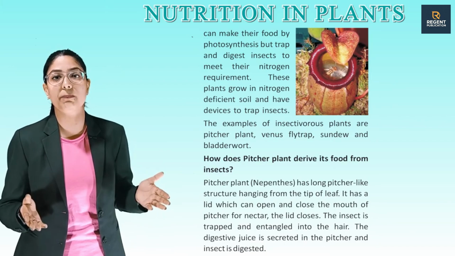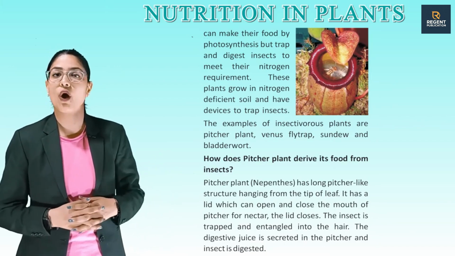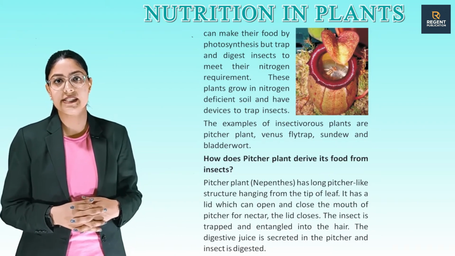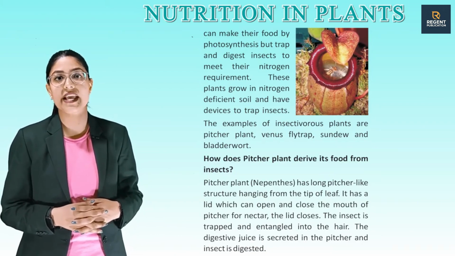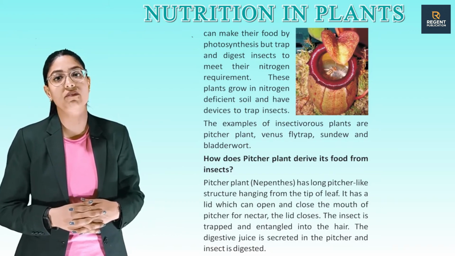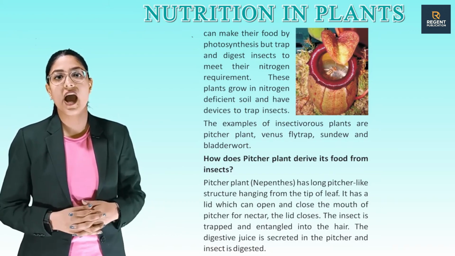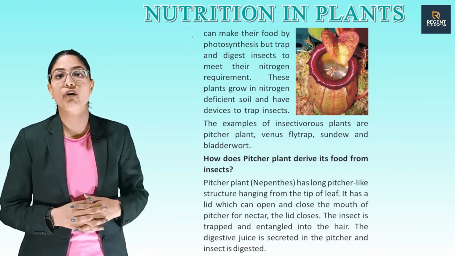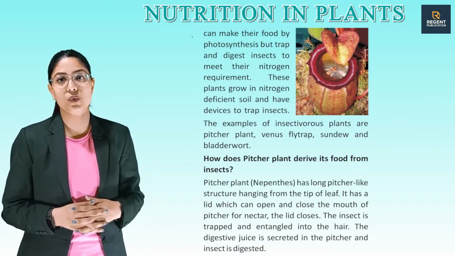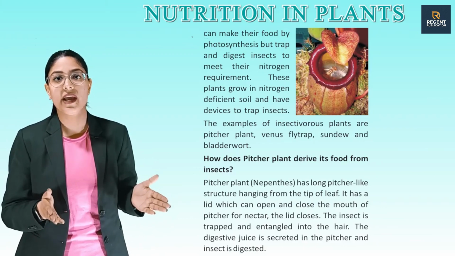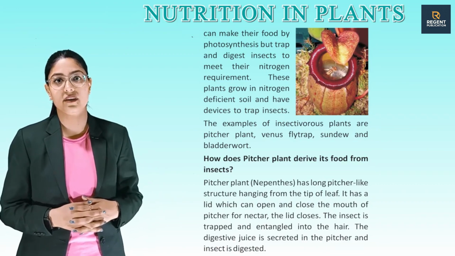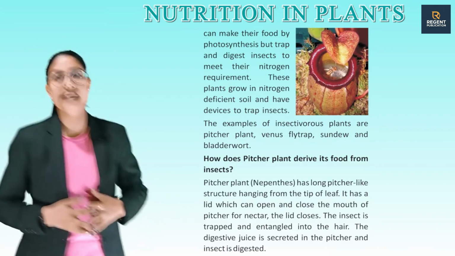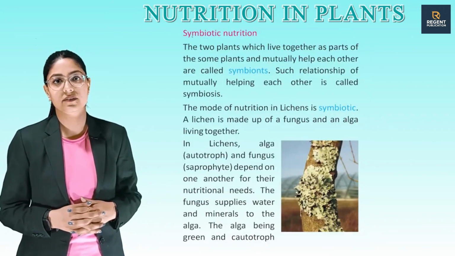How does the pitcher plant derive its food from insects? The pitcher plant, Nepenthes, has a jug or pitcher-like structure hanging from the tip of the leaf. It has a lid which can open and close the mouth of the pitcher. Attracted by nectar, when the insect enters, the lid closes, and the insect is trapped and entangled in the hair. The digestive juice is secreted in the pitcher and the insect is digested.